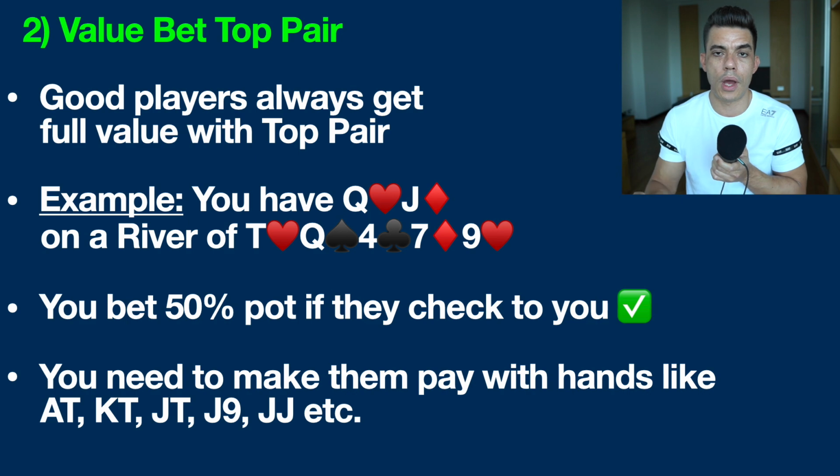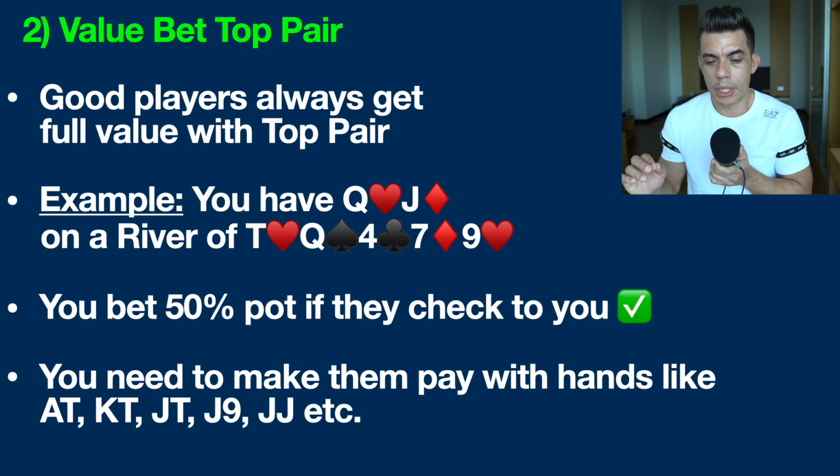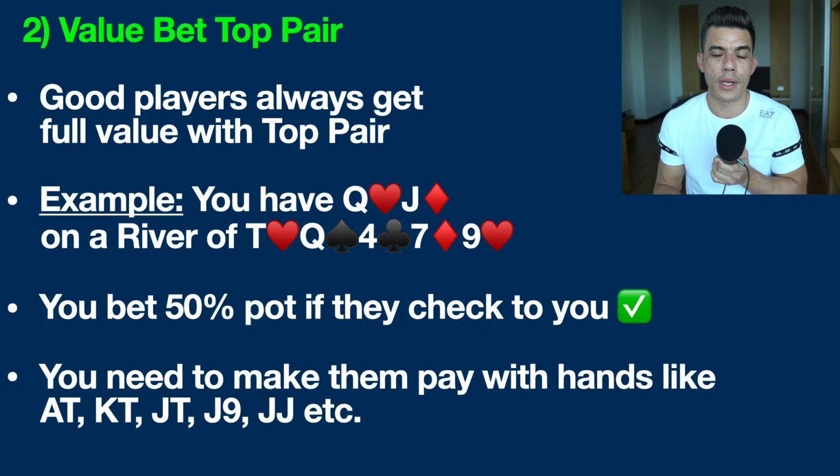And the reason why you want to bet that amount is because we know that they have a lot of good second best hands here. For example, Ace 10, King 10, Jack 10, Jack 9, Pocket Jacks. These are all hands that we expect many different player types to show up with here on the river against us, that they're willing to make another call with.